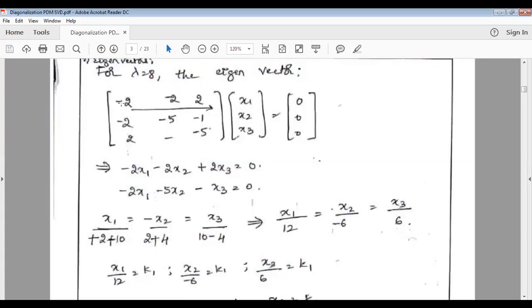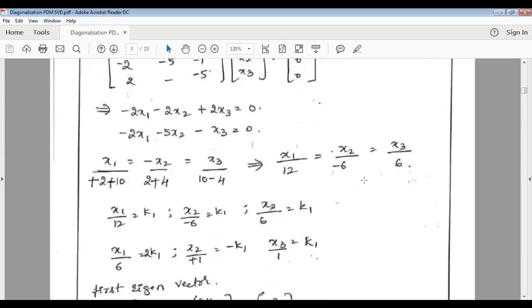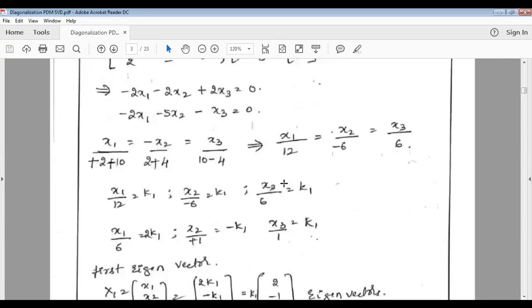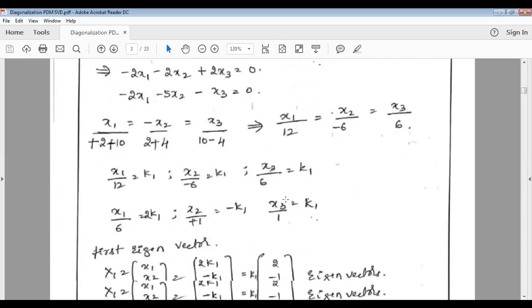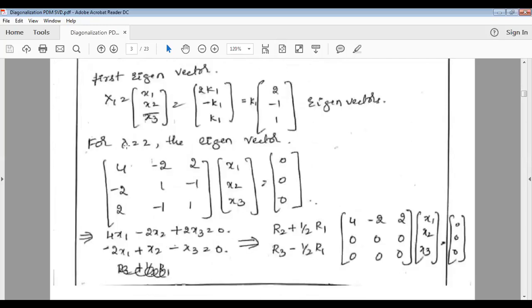So you'll have minus 2x1 minus 2x2 plus 2x3 equal to 0, and then minus 2x1 minus 5x2 minus x3 equal to 0. And then you can apply Cramer's rule or cross multiplication and find the values. This is something which we did yesterday. You can equate them to k, then k1, and so on, and then you'll find the first eigenvector. So the first eigenvector, capital X1, corresponding to lambda equal to 8, turns out to be 2, minus 1, minus 1. Okay. Now we'll go with lambda equal to 2.